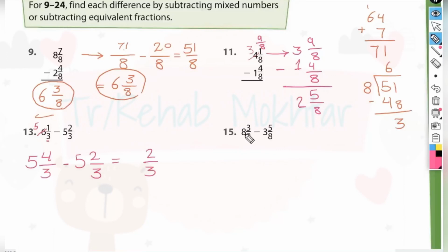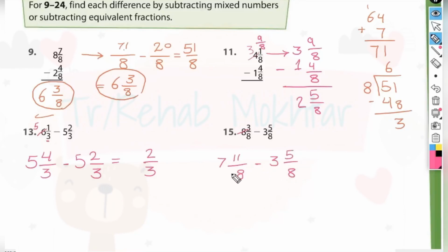15. 8 and 3 out of 8 minus 3 and 5 out of 8. I will rename the first mixed number. I will borrow 1 from 8, it will be 7. Keep the denominator as it is. 8 plus 3 equals 11. Minus 3 and 5 out of 8.